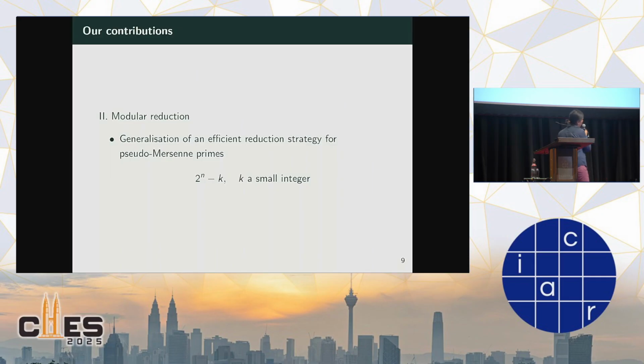The second bit of contribution is on the modular reduction strategy, particularly when it comes to pseudo-Mersenne primes, which are primes that have this form. We made a generalization of an efficient reduction strategy. Again, due to time constraints, I'm not going to present the idea behind it, but we formally proved that the new strategy holds. It's mathematically secure, there are no errors in the computation, and this allowed us to reduce times.